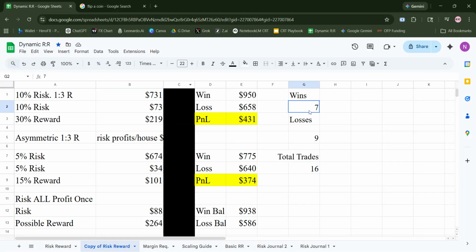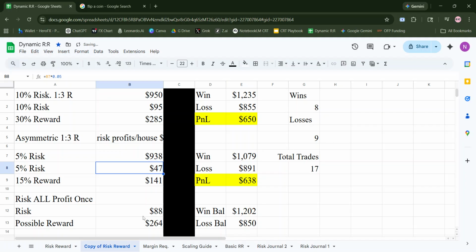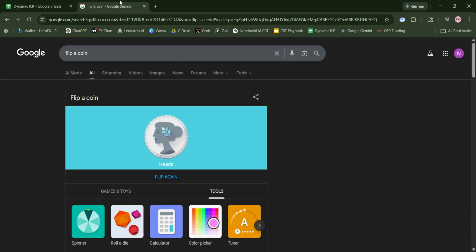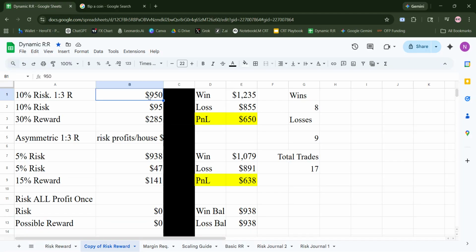That was a winner. 950. 938. Okay, zero that out because we made profit. So now we're starting over, risking 5%. 3 more trades. That is a winner. 1, 2, 3, 5. 1079. Risking 141.